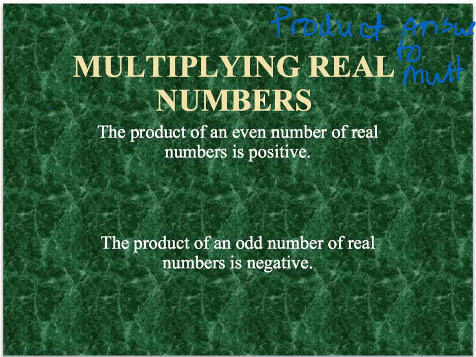Alright, so when I multiply real numbers, if I am multiplying a bunch of real numbers and there are an even number of real numbers that have the same sign, then my answer is going to be positive. So the product of an even number of real numbers, and I missed this little important thing, of the same sign. My answer will be positive.